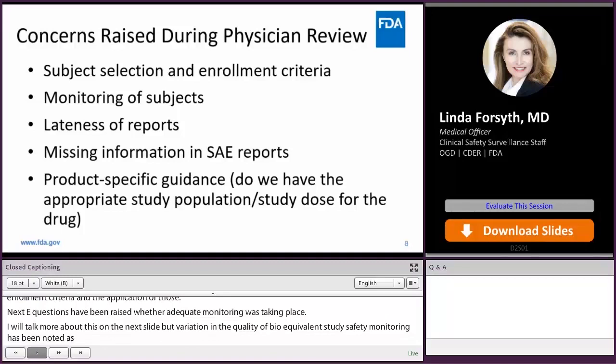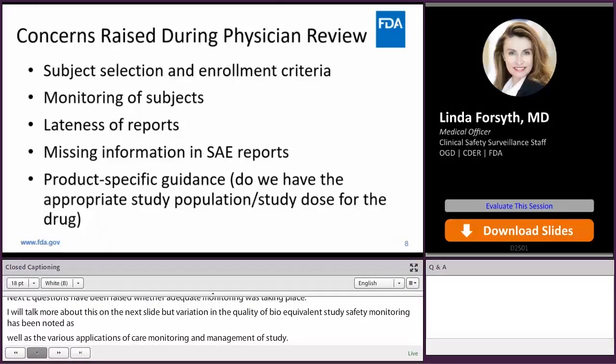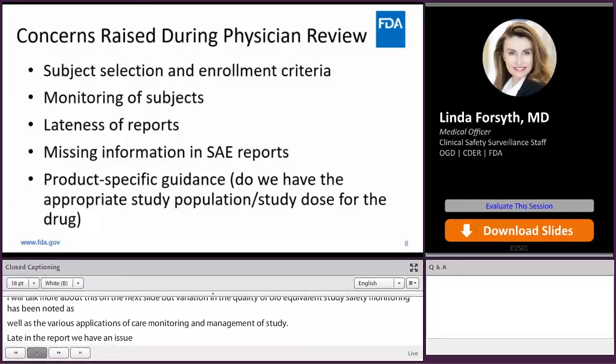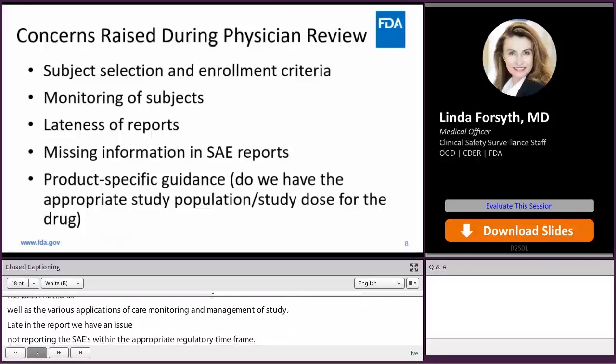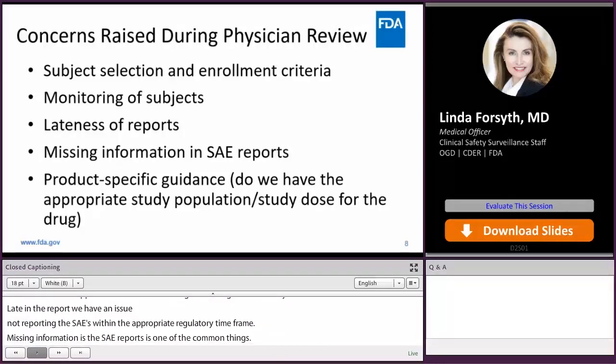Lateness of reports. We have had issues with sponsors not reporting the SAEs within the appropriate regulatory time frame. Missing information in the SAE reports. This is one of the most common reasons resulting in information requests. We understand due to the time frame that you may not have all the information available. However, if that is the case, please inform us in the MedWatch. Let us know what steps you have taken, what information has been requested, and what information you are waiting on.